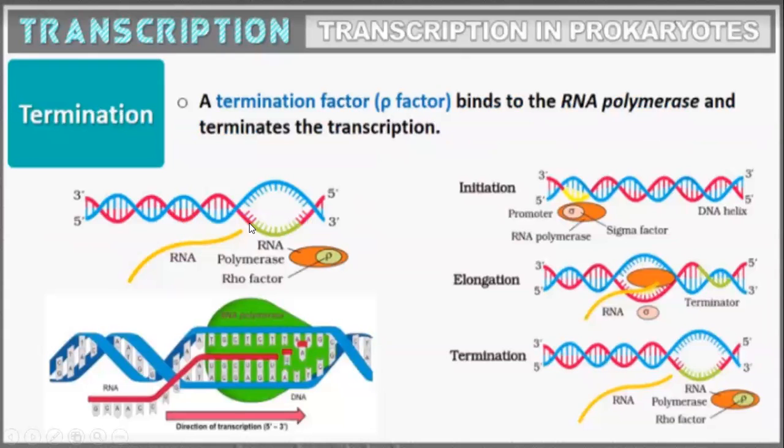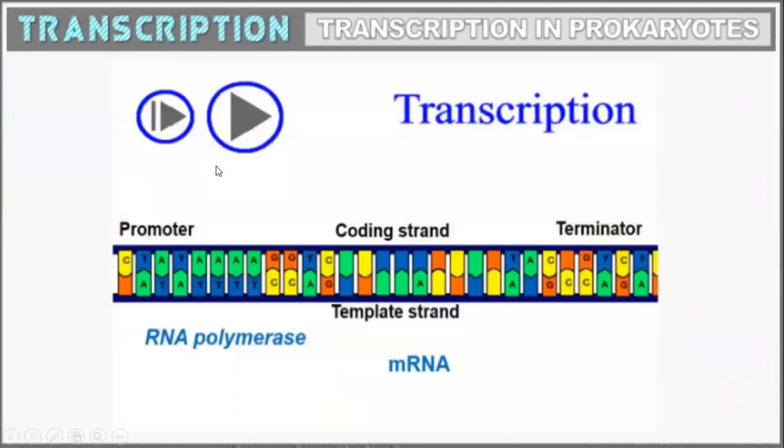The next process is termination. The RNA polymerase reaches the terminator site, and the Rho factor stops it. The Rho factor stops the process of transcription, and thus transcription comes to an end in prokaryotes. The RNA comes out, the enzyme separates, and the DNA starts to recoil back. Is that clear?